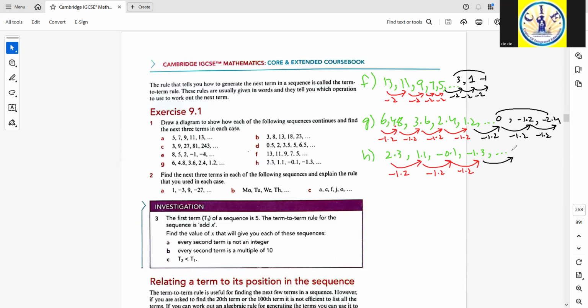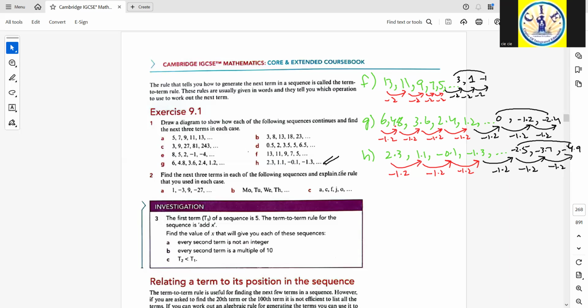1.2. So adding negative 1.2 once again to negative 1.3, we can have negative 2.5. Then again, that would be negative 3.7. And then for the third term, it is going to be negative 4.9. So the next three terms of the given sequence are negative 2.5, negative 3.7, and negative 4.9. So that concludes question number 1.